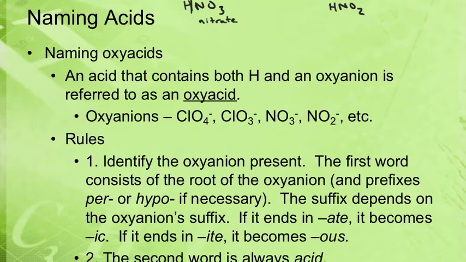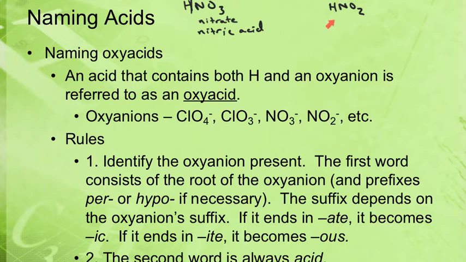Okay, so we're going to take the root of that, NITR, and we're going to change the suffix. If the suffix was -ate, the new suffix is -ic. If the suffix was previously -ite, the new one is -us. Well, it was -ate, so our new suffix is -ic, and HNO3 is nitric acid, which you might have heard of before.